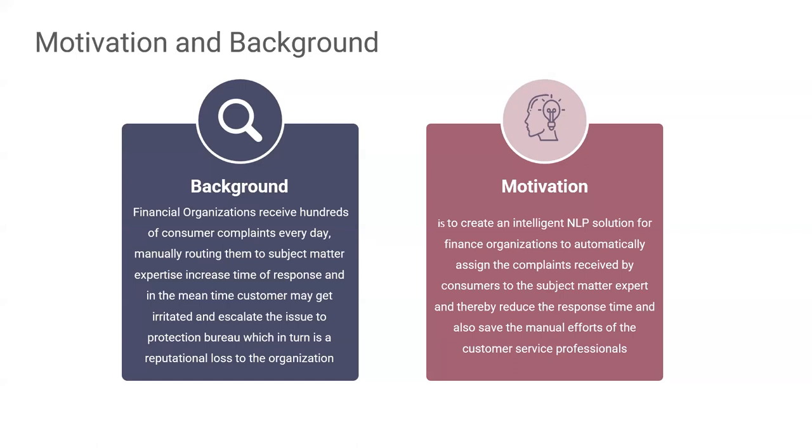So can we have an intelligent solution to label them? Once you label them, you can train a model. Once you train a model, next time you can automatically label which domain these complaints belong to, and route them to a certain domain expert.